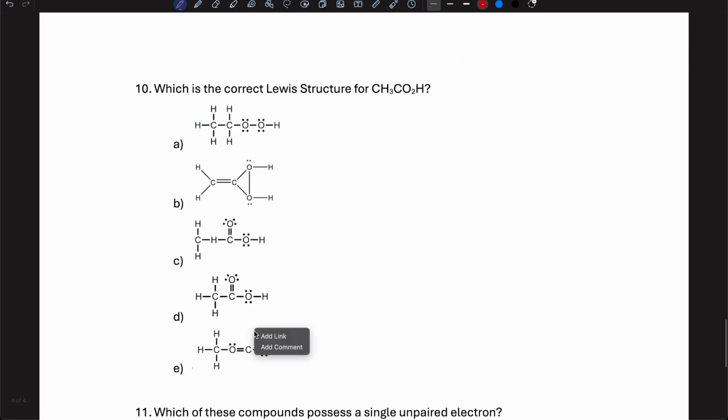What is the correct Lewis structure for CH3CO2H? We actually did this before, I think, in one of the previous problems. Let's draw this out. Very literal. The exact way that they wrote it for us, we're going to draw it out. COOH. I think we ended up with this structure before. If you count up the valence electrons, this would work. And so the correct answer is D.